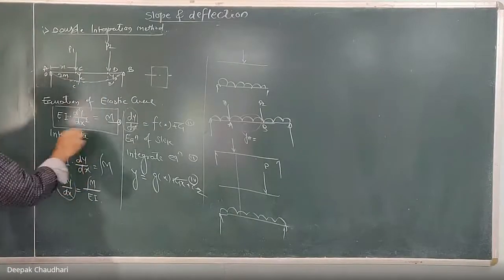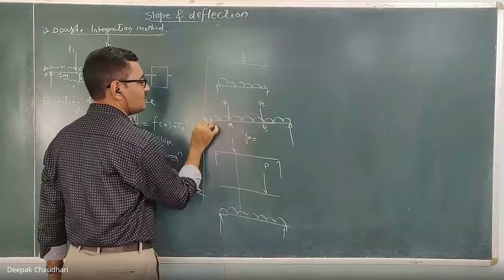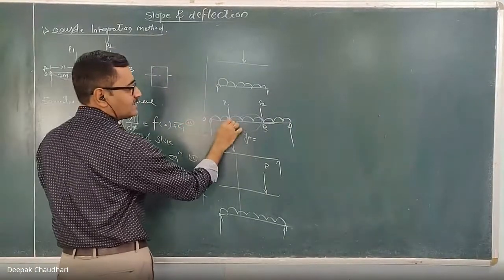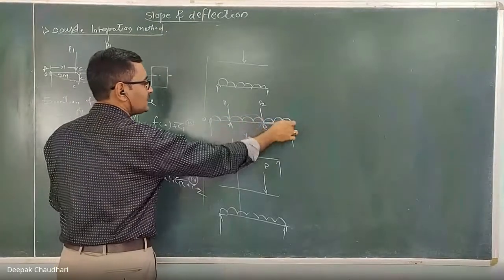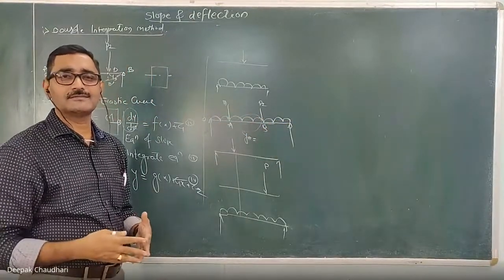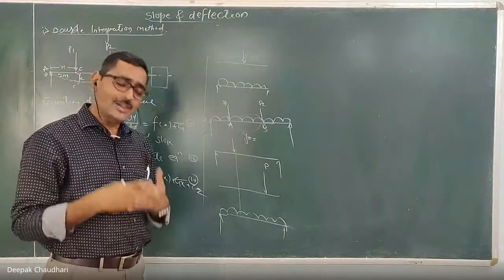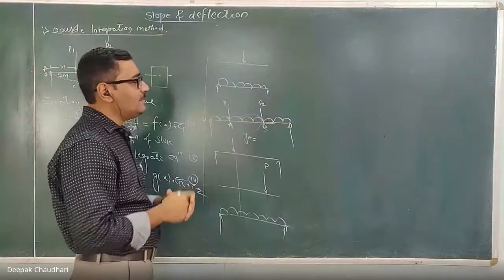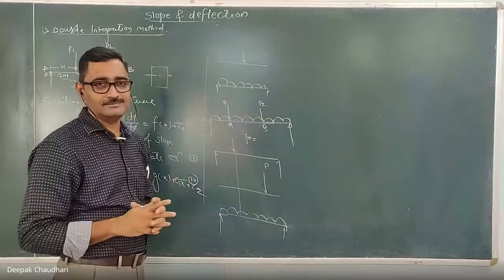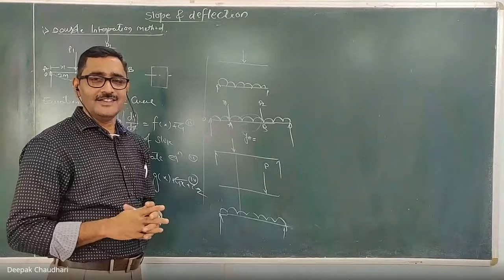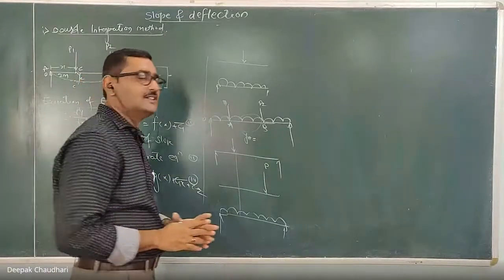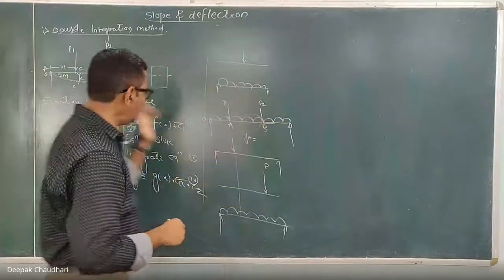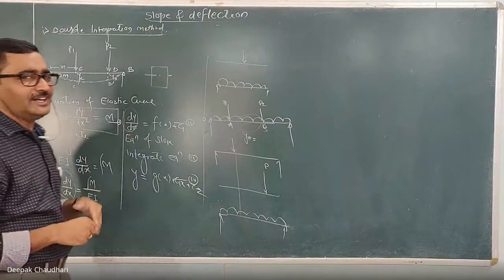Now suppose the bending moment equation from O to A is different, from A to B is different, and from B to C the bending moment equation is different. So Macaulay suggested one method in which we can write a single equation which will be valid for the entire beam. If you follow this method, you can write down the single bending moment equation for the entire beam, and then the procedure is the same. There also we have to integrate it twice.